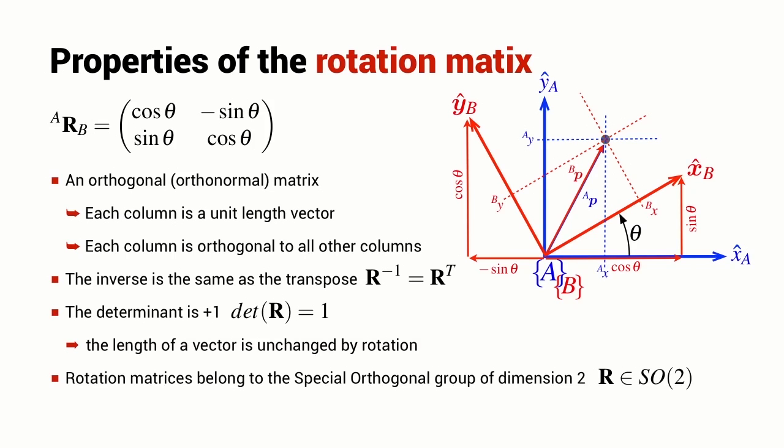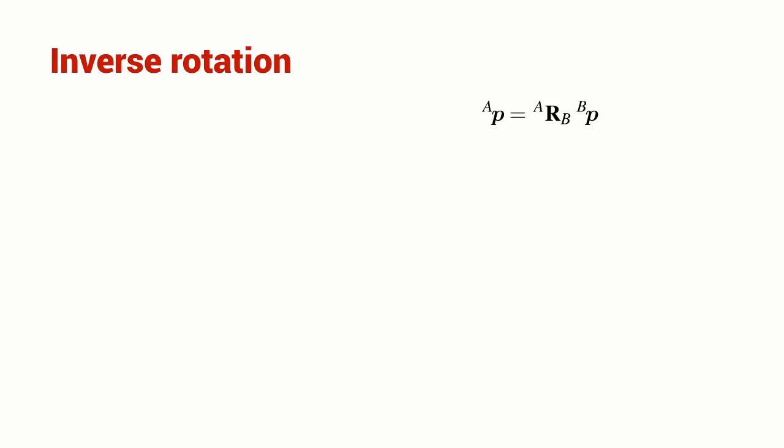A mathematician would say that a rotation matrix like this belongs to the special orthogonal group of dimension 2, and symbolically we'd write that as R is an element of, belongs to, the set SO(2), special orthogonal group of dimension 2. Here's the expression from above, and if I take the rotation matrix across the other side of the equal sign, I can write this.